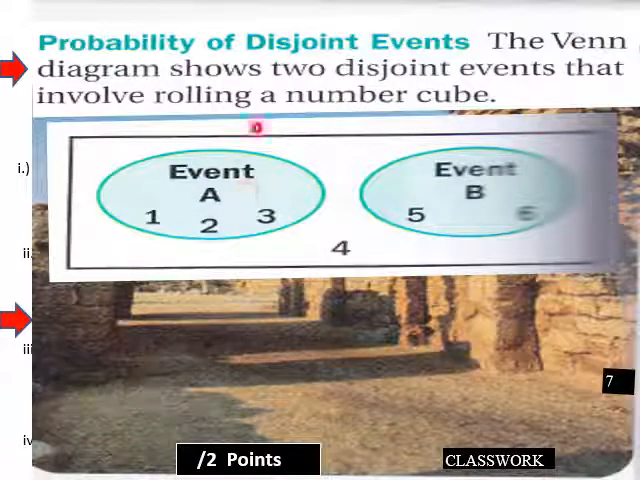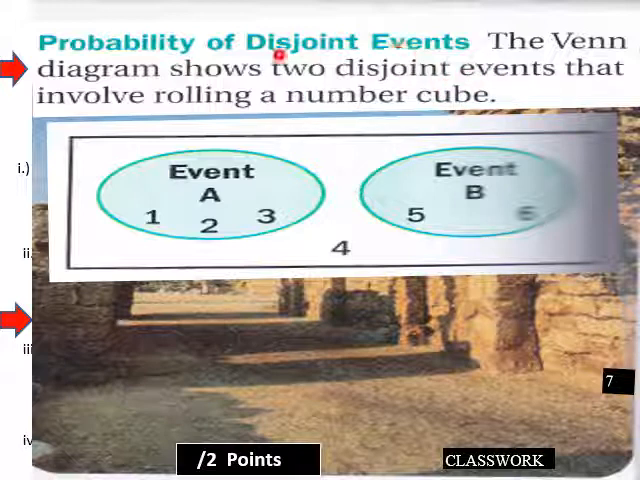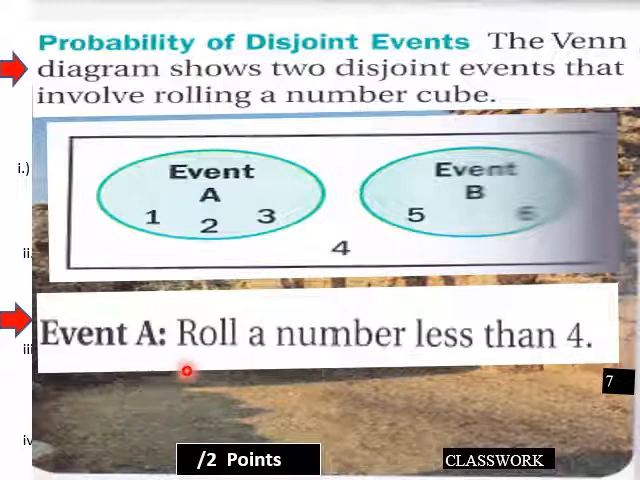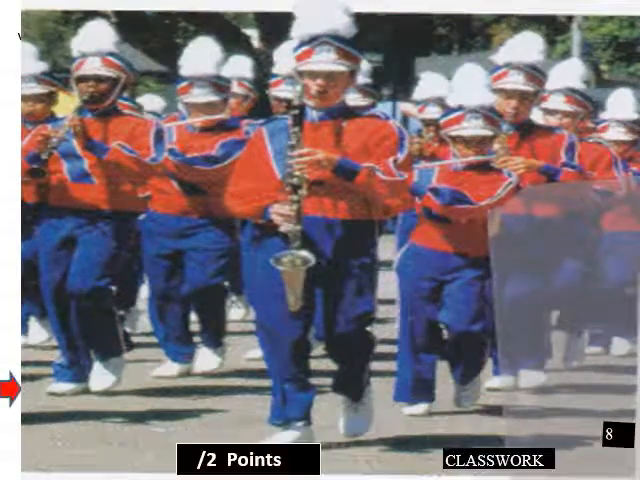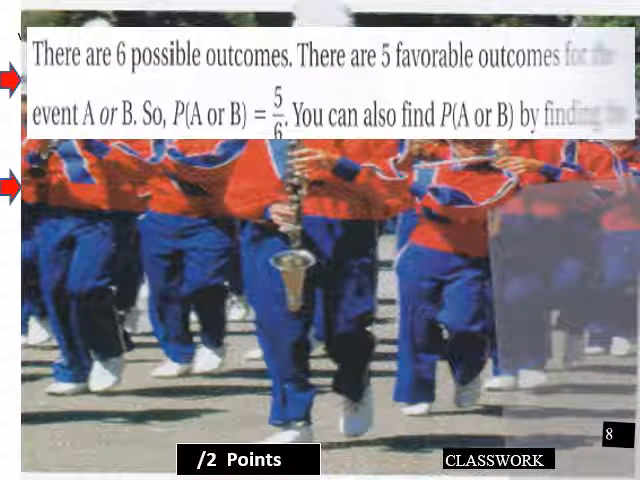Okay, probability of disjoint events. The Venn diagram shows 2 disjoint events that involve rolling a number cube: 1, 2, and 3, and then 5 and 6 here. Event A, roll a number less than 4. That would describe event A. And then event B, roll a number greater than 4. That would be 5 and 6. And they are disjoint events. So that'd be a good definition for that.